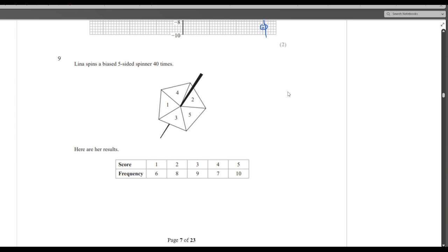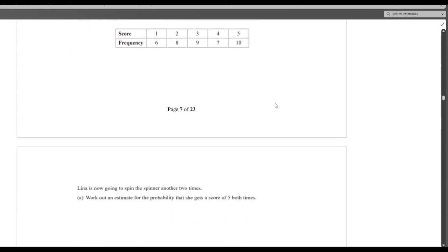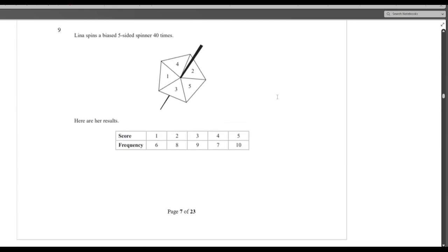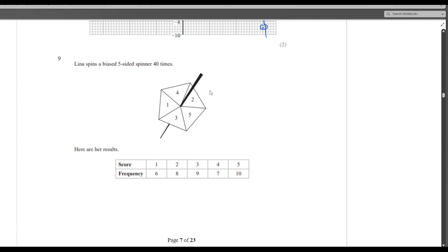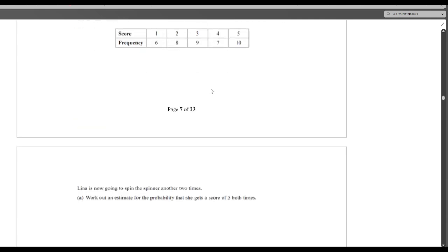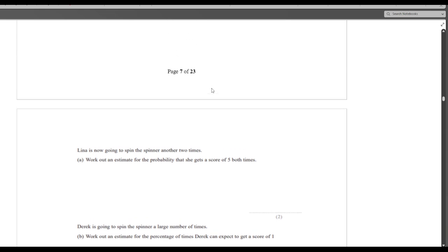Now question number 9: Lina spins a biased 5-sided spinner 40 times. Here the result is given. Lina is now going to spin the spinner another 2 times. Work out the estimate for the probability that she gets a score of 5 both times. Now here we are doing an experiment, so whatever I get will be an estimate only.